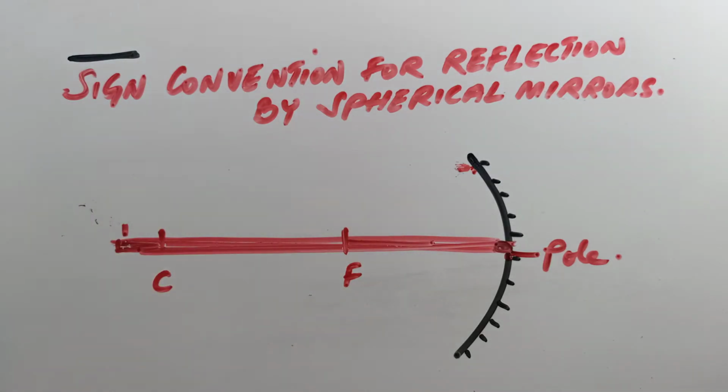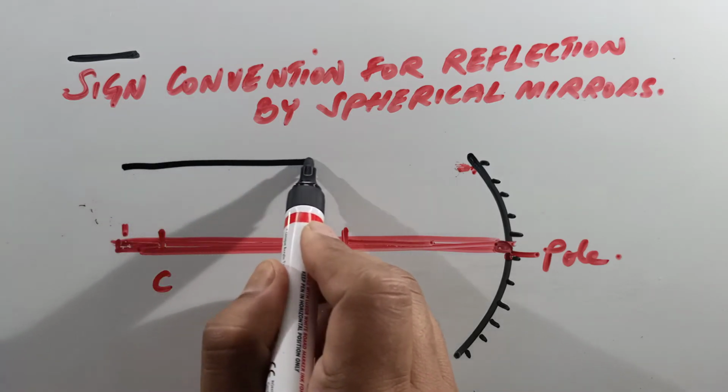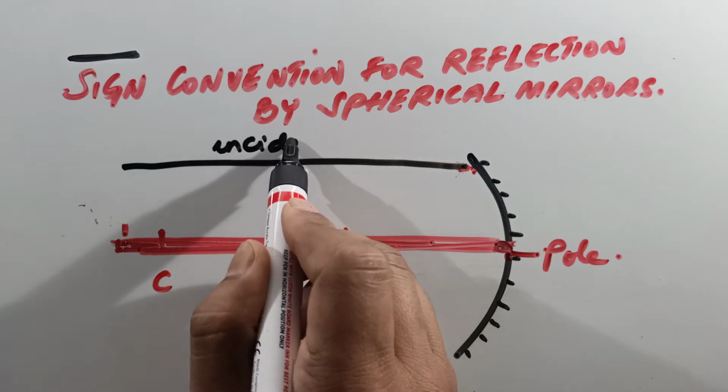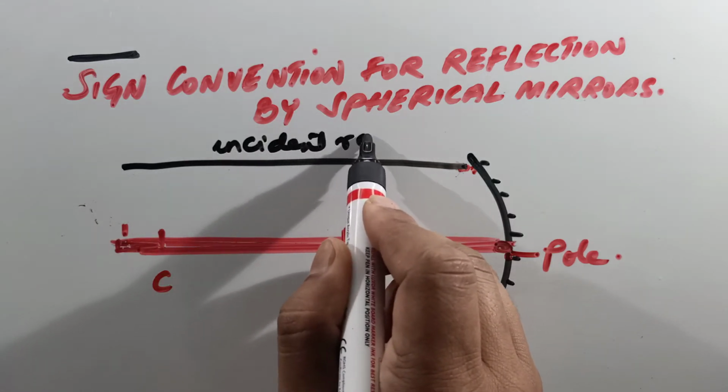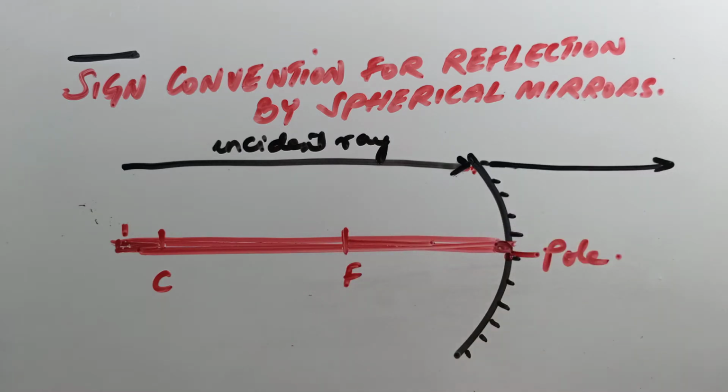Remember that the incident ray of light always travels from the left to right. This is the incident ray, okay? This is the incident ray of light. It is traveling always from left to right.